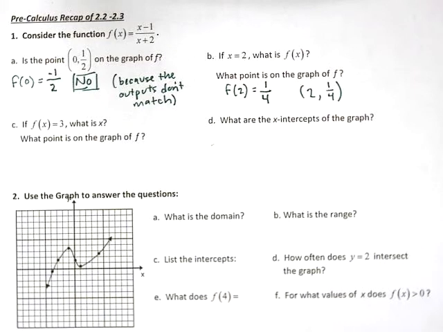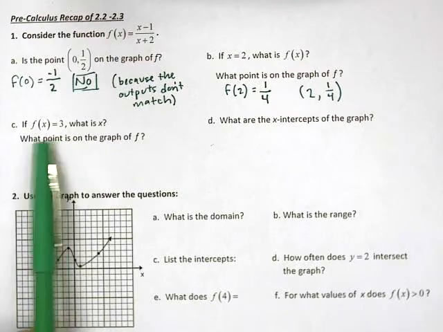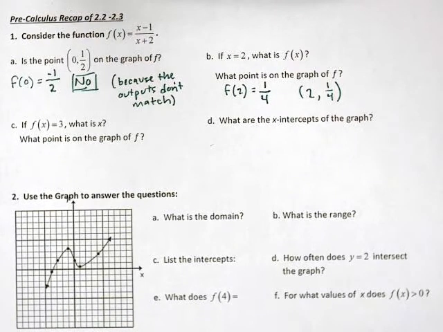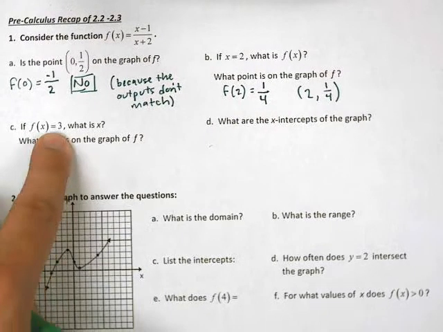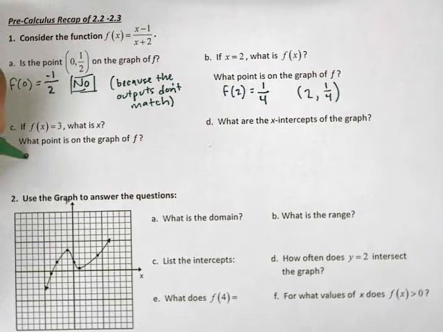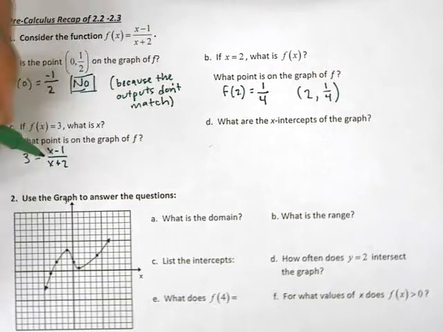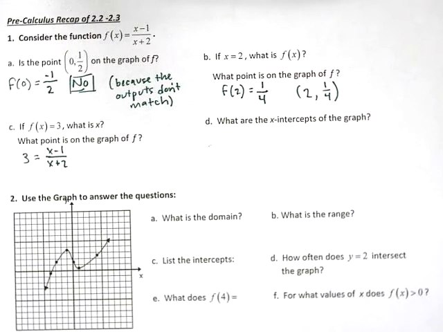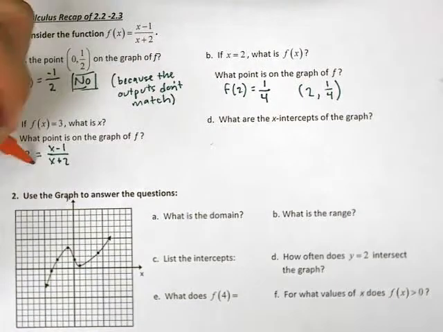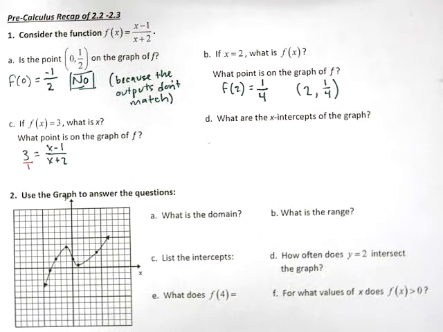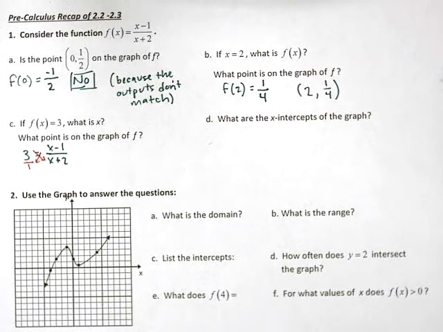Moving right along, what do we notice that's different in C? Hopefully you just said that I'm giving you the output now. I'm not giving you an input, I'm giving you the output. So that means we have to plug in 3 for the entire left side. 3 equals x minus 1 over x plus 2. And now we need to solve. If you remember correctly, the easiest way to go about this is to make that left side a fraction and cross multiply. Okay? So, this one's nice and easy.